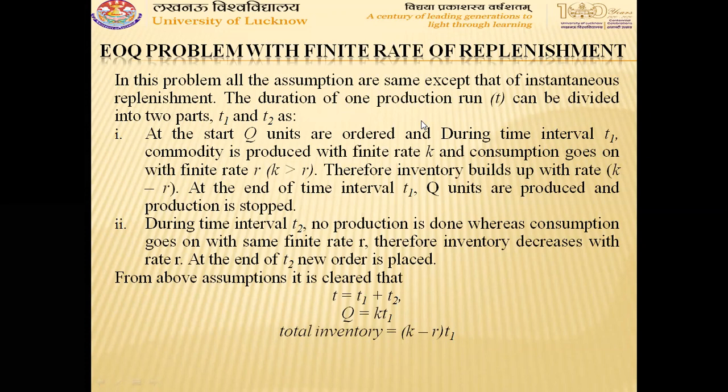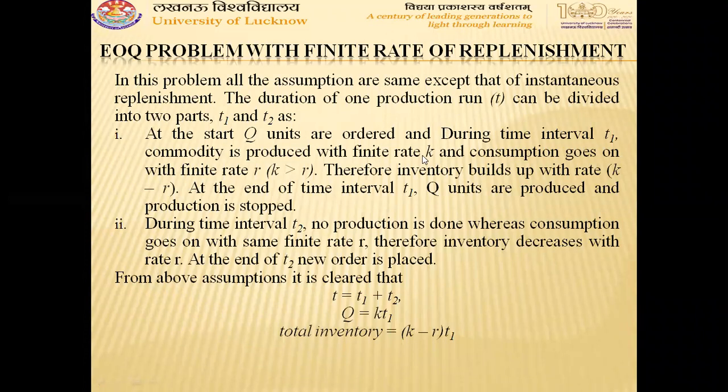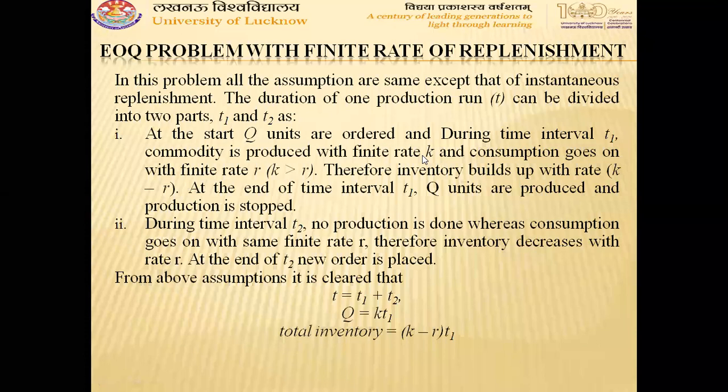Instead, they will be available at a certain finite rate. So the production process is not instantaneous, or you can say replenishment is not instantaneous. So in this problem, we can divide the total time T into two parts, T1 and T2.